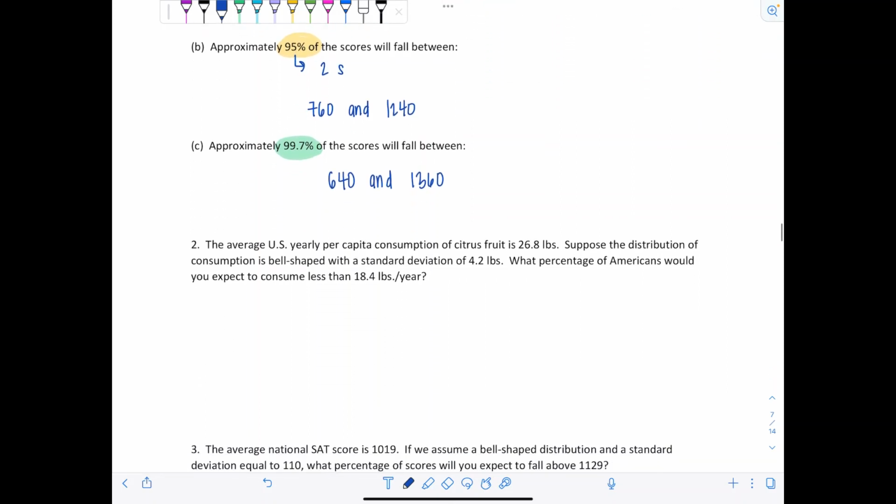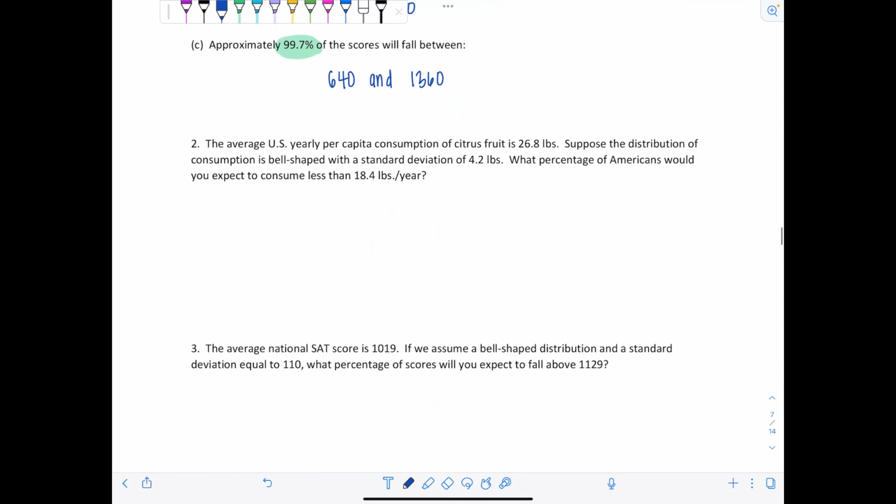All right, let's look at another example. The average U.S. yearly per capita consumption of citrus fruit is 26.8 pounds. You know, I don't know if I buy that. Really? I'm not eating 26.8 pounds of citrus fruit a year, so I'm falling below that mean. Anyways, suppose the distribution of consumption is bell-shaped, with a standard deviation of 4.2 pounds. What percentage of Americans would you expect to consume less than 18.4 pounds per year?